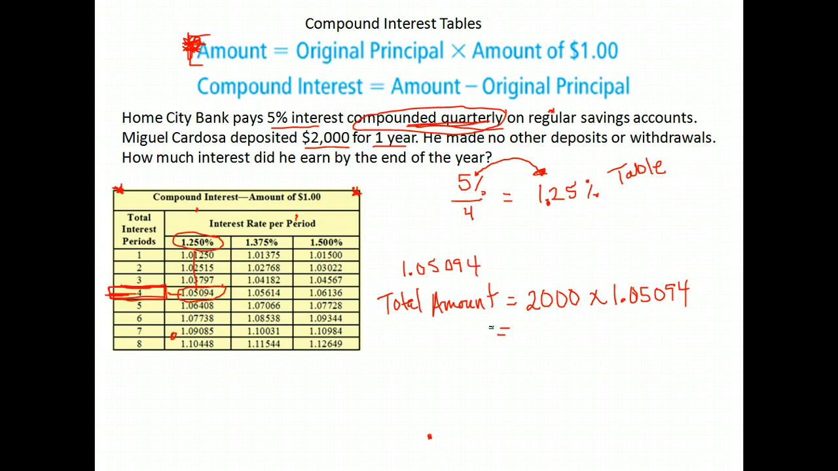Now the cool thing about this is that it gives you the total amount in the account. So it's your original plus your interest, which is, you remember, simple interest, we had to calculate the simple interest and then add it in.